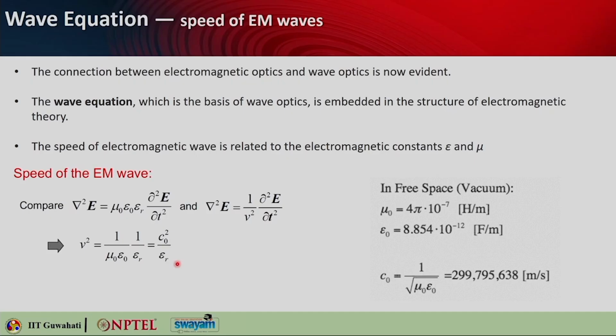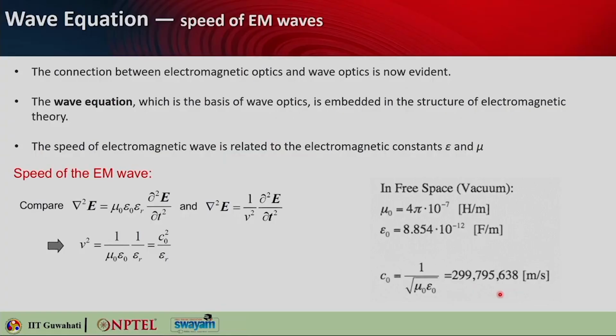over epsilon r. I think all of you know these constants mu naught and epsilon naught in vacuum, and that also gives you c naught, which is basically the speed of light in vacuum, and that comes close to 3 into 10 to the power 8 meter per second.